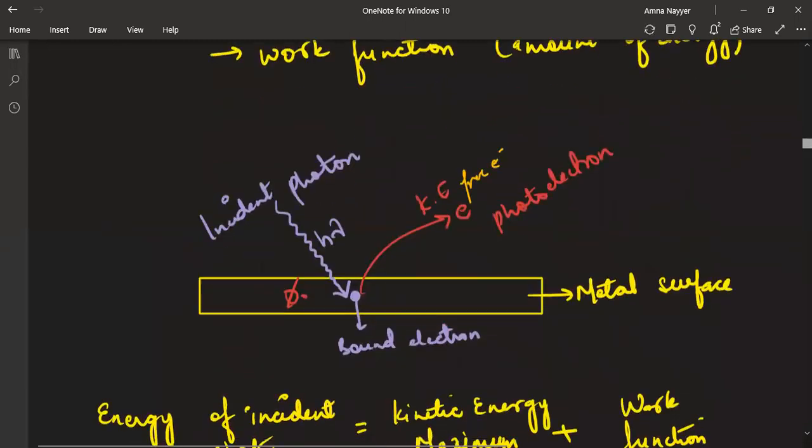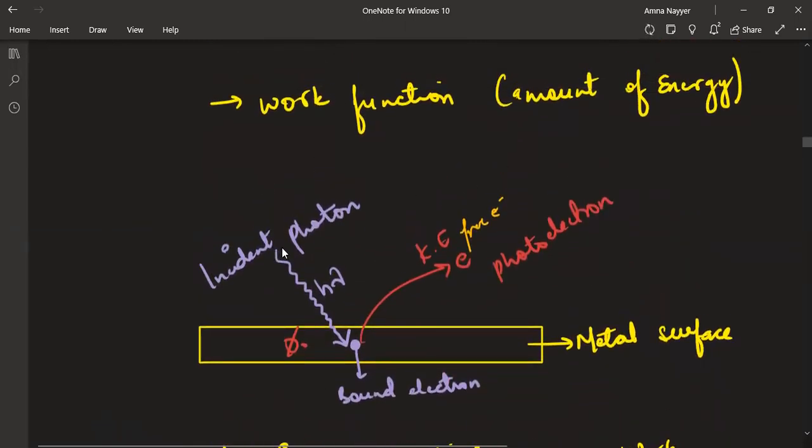So what did Einstein say? Einstein said that when the incident photon ejects electrons and they are moving, they will have kinetic energy also. Because they are in motion, velocity will be there, and once velocity is there, kinetic energy will be there. So the total energy is not just the work function of the metal surface. We have studied the work function, that this minimum energy is the work function.